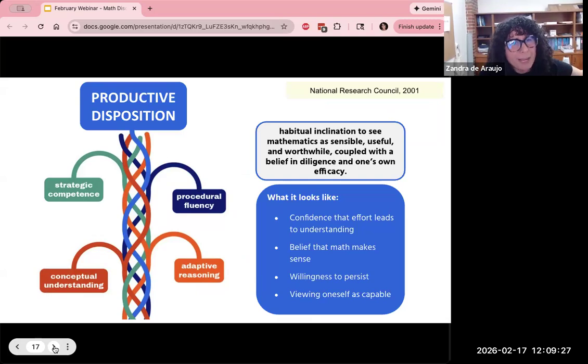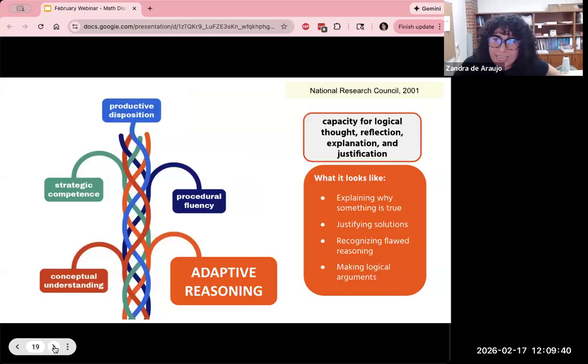But we want people to like mathematics. We probably like mathematics. We've chosen to teach it or be educators. And we want our students to see like math is actually useful and kind of cool and creative. And finally, adaptive reasoning is very key to mathematical discussions, as many of you mentioned in the chat. It's explaining why something is true, justifying your solutions, seeing errors in reasoning, which is really important, and making logical arguments, which is one of the most fun parts about mathematics to me. So that's the kind of math we're trying to foster through rich mathematical discussions.